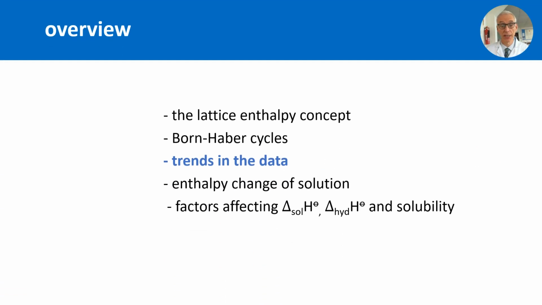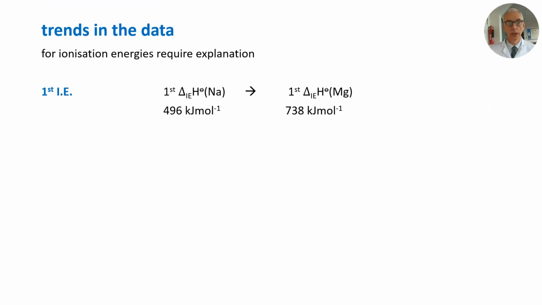Moving on to explaining trends in lattice enthalpy data. So let's start with trends in ionization energies, and this reviews some work from year 12. Let's look at first ionization energy for sodium at +496 and for magnesium at +738. Pause and either write down or speak out an explanation for that ionization energy difference or ionization energy trend. Come back to see my explanation when you're ready.